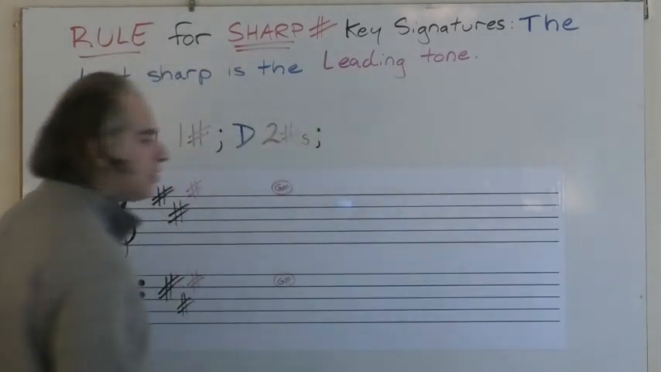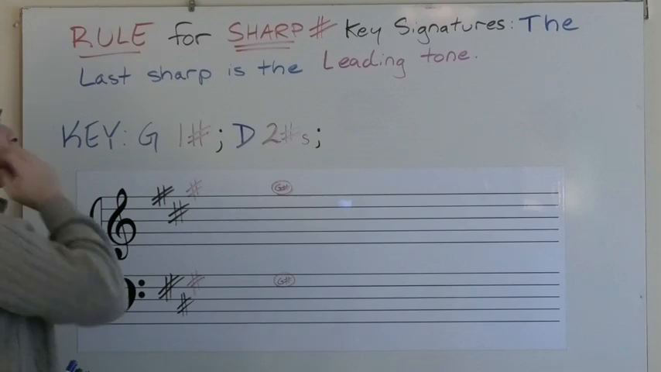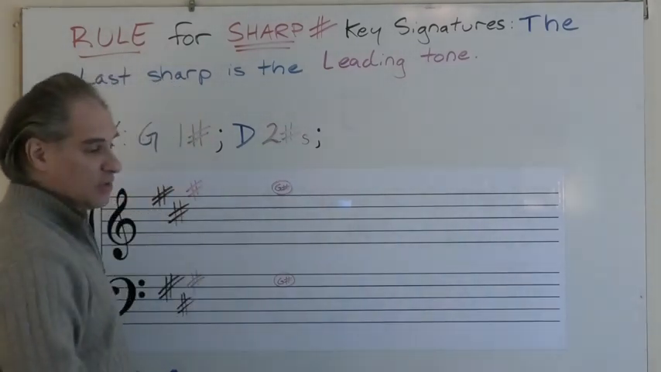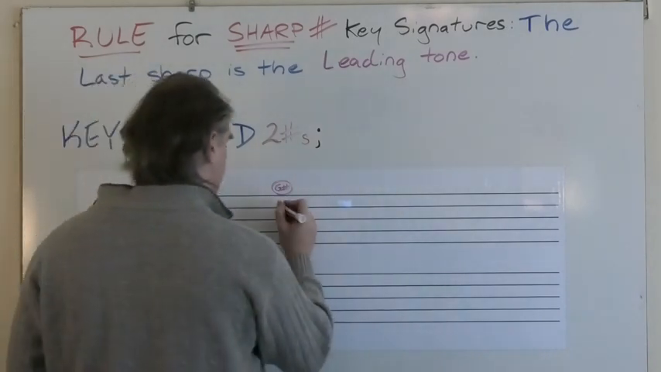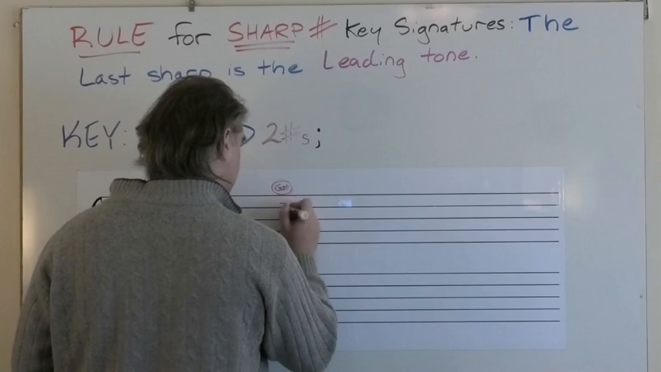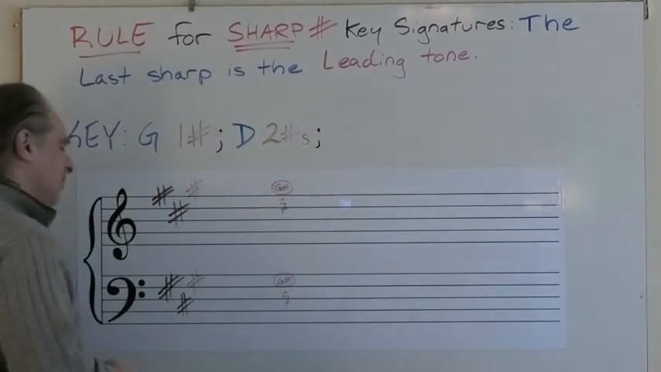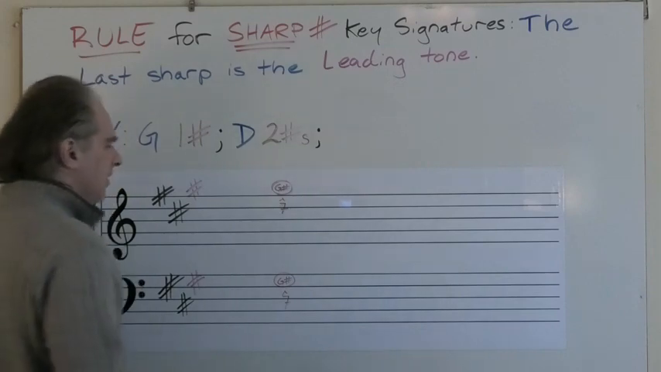What's the rule? The last sharp is the leading tone. Right, the last sharp is the leading tone. What's the definition of a leading tone? The seventh scale degree. The seventh scale degree.